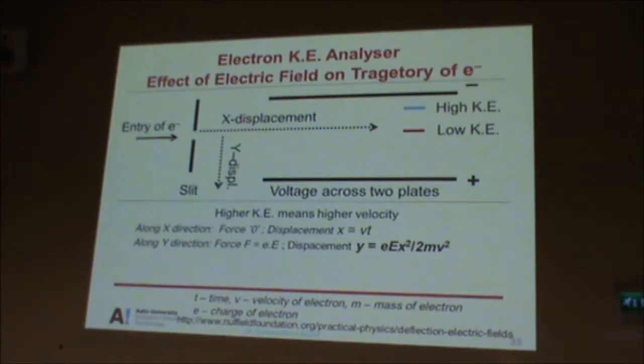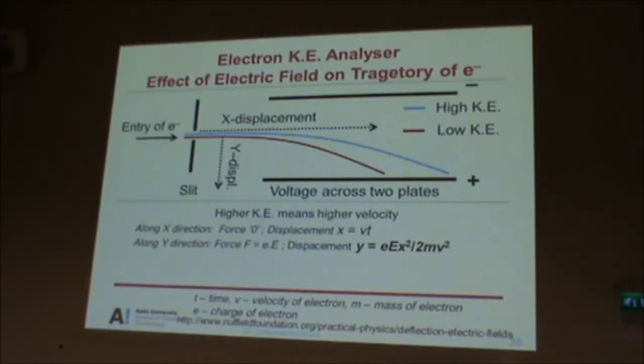Now, along the x direction, the displacement is directly proportional to the velocity, V. And along the y direction, how the electron gets displaced is inversely proportional to the velocity. So now you send two batches of electrons, one high energy, one low energy, and this will be the trajectory. The higher energy one will travel further, and the lower energy one will go a much smaller distance.